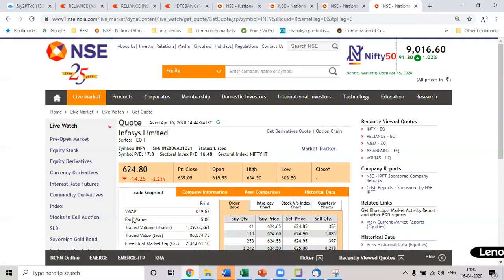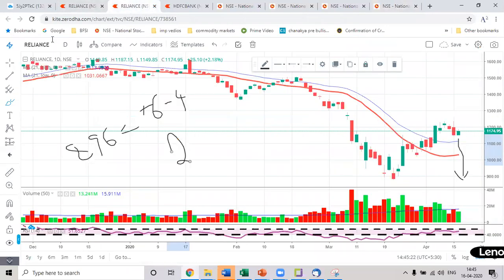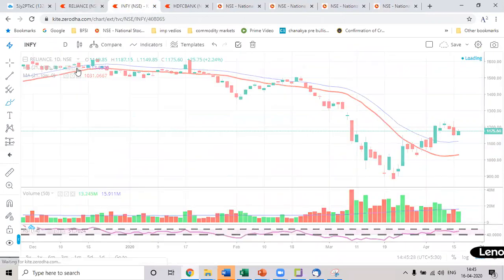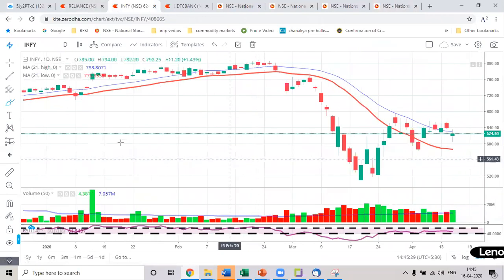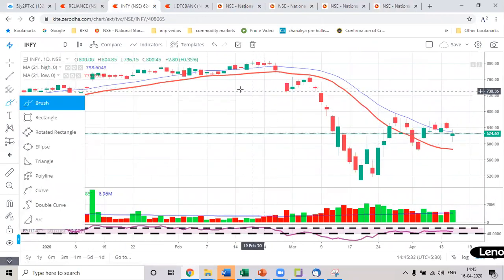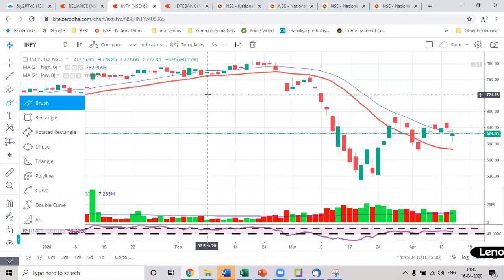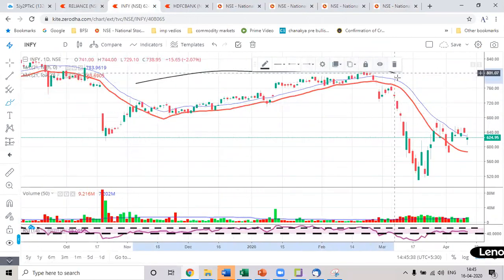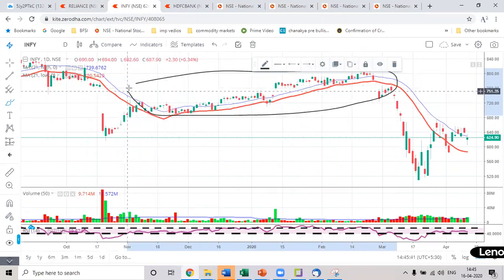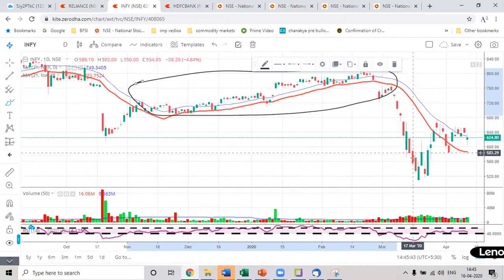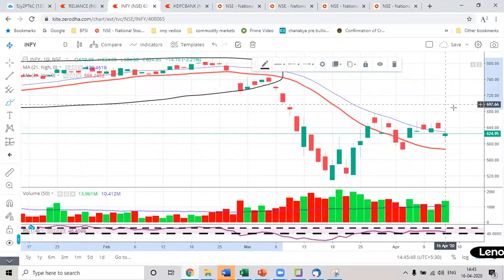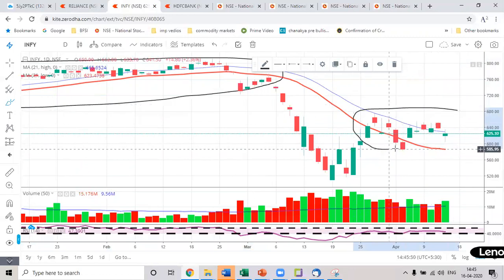So the current market rate is 624, and if you look at the chart, always first look into the technical chart before you decide whether you want to go for a call or a put. You selected Infy, so you can see here how the Infy prices are behaving. This whole region was like a strong wall for Infy. Once it broke that, now it is trying to build a new wall, and that wall is somewhere here.